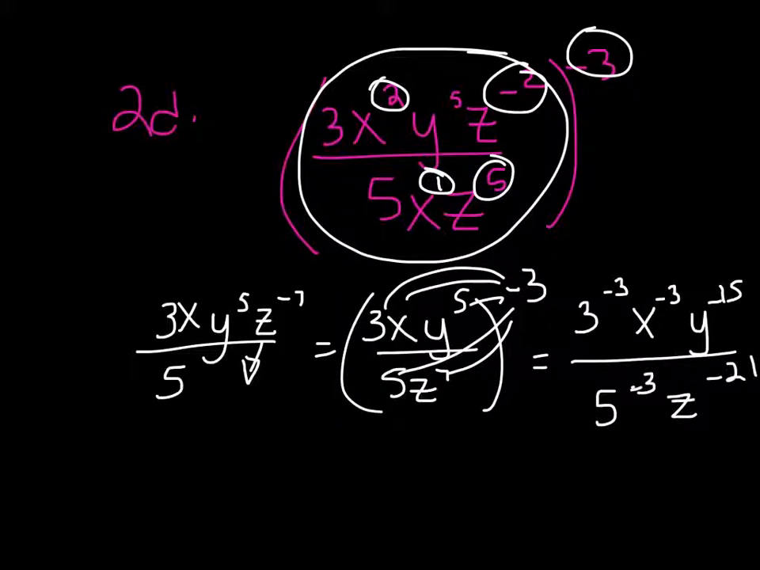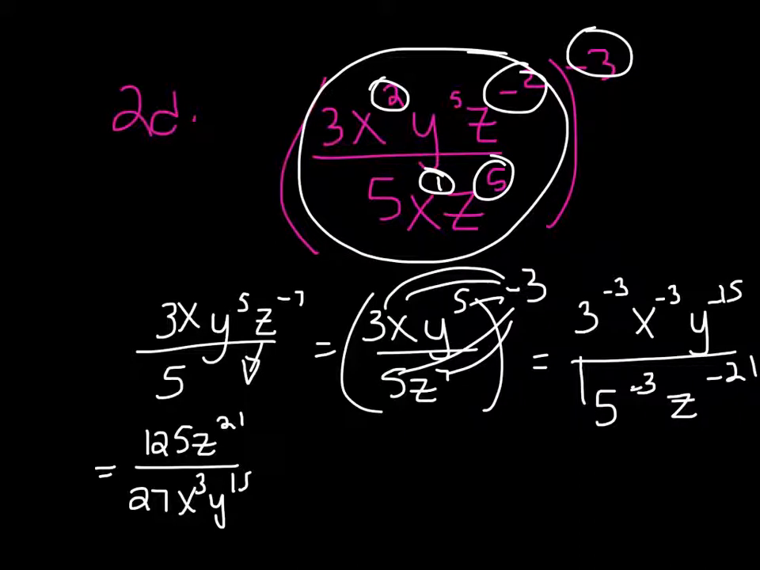And notice everything has negative exponents, so I'm just going to flip the entire thing upside down. I'm going to have 5 cubed, which is 125, z to the 21, over 3 cubed, which is 27, x cubed, y to the 15th. And so I switched everything. I put the 5 cubed up top, put the z up top, the 3 came down, the x came down, the y came down. So I just flipped everything over to take care of those negative exponents.